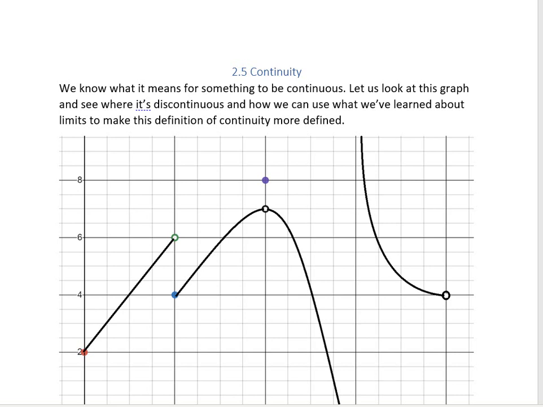Hey, so in section 2.5, we're going to be talking about continuity. So we know what it means for something to be continuous, but let's go ahead and look at this graph and see where it's discontinuous and see how we can use what we've learned about limits to make this definition of continuity a little bit more defined using calculus terms.